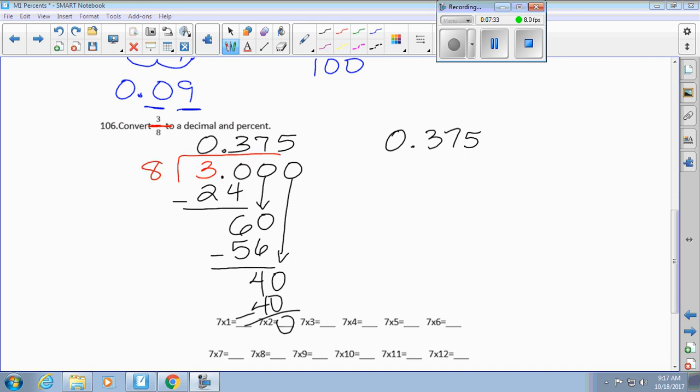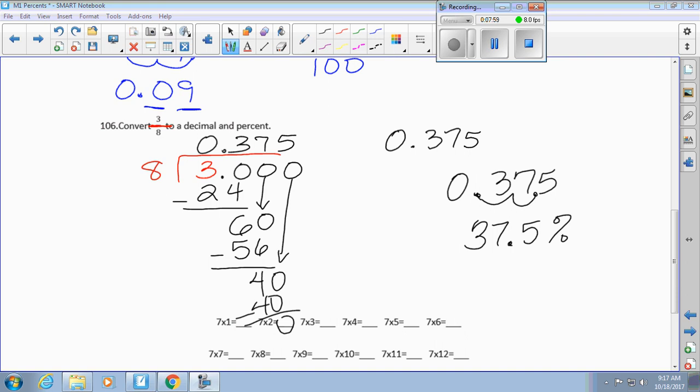Mhm. All right, now as a percent, I'm starting with this, changing it to a percent. What direction do I need to move with that, Jaden? Yep, move it to the right. How many spots? 2 spots only, yep. So that's going to be 37.5%.